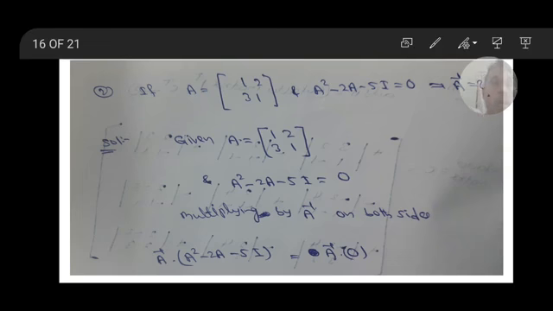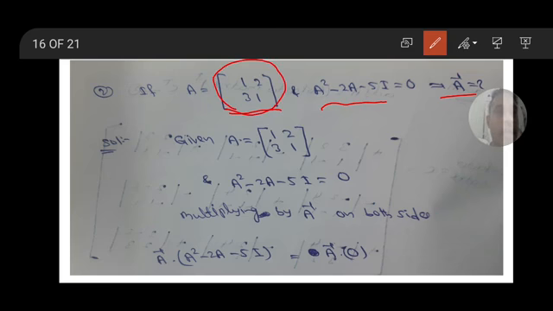If A is the 2 by 2 matrix with rows 2, 1 and 2, 3, 1, and A square minus 2A minus 5 equals O, the null matrix, then find A inverse. The matrix is already given and one condition is given, which is true. We need to find A inverse, not by the direct formula, but by using this equation.